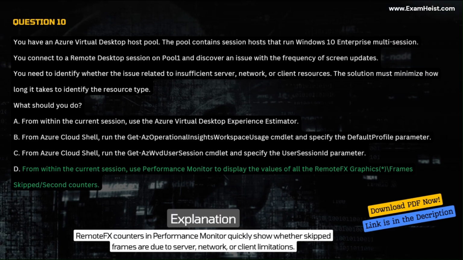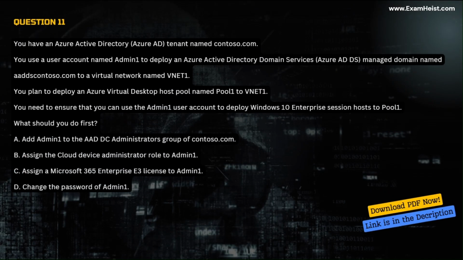Question 11. You have an Azure Active Directory, Azure AD, tenant named contoso.com. You use a user account named admin1 to deploy an Azure Active Directory Domain Services, Azure AD DS, managed domain named adscontoso.com to a virtual network named vnet1. You plan to deploy an Azure Virtual Desktop host pool named Pool1 to vnet1. You need to ensure that you can use the admin1 user account to deploy Windows 10 Enterprise session hosts to Pool1. What should you do first?